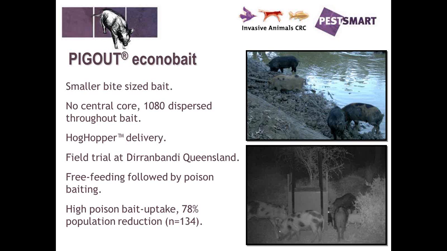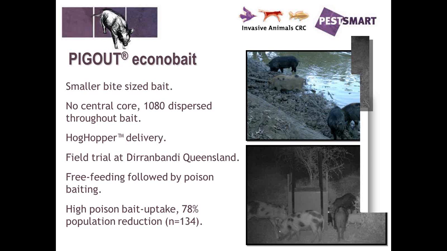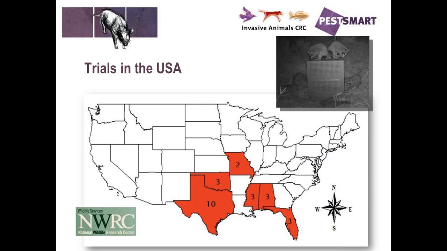We're hoping again, not quite sure when that will be ready because it's got to go through the registration process, but it is something that may be out in the future. And then trials in the USA. We're working with some US partners at the moment on the development of sodium nitrite and the HogHopper. The HogHopper is being tested in these states here, mostly in Texas, where they've got large feral pig numbers, because in America, feral pig populations are exploding, and they actually don't poison bait feral pigs at the moment, so the populations have spread significantly.